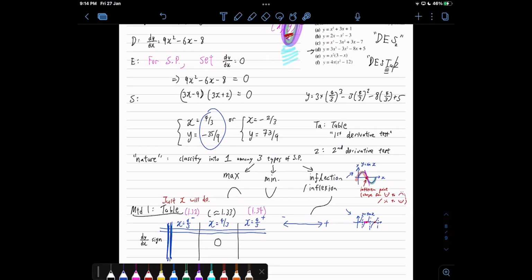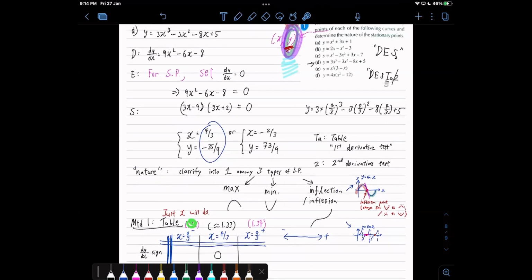What I want you to do is to substitute 1.32 into the expression for dy by dx, which is over here. Can you do that for me? Substitute. What do you get? Do you know how to use the variable function on a calculator? Like you can type in 9A squared minus 6A minus 8. Oh no. Can you just replace?